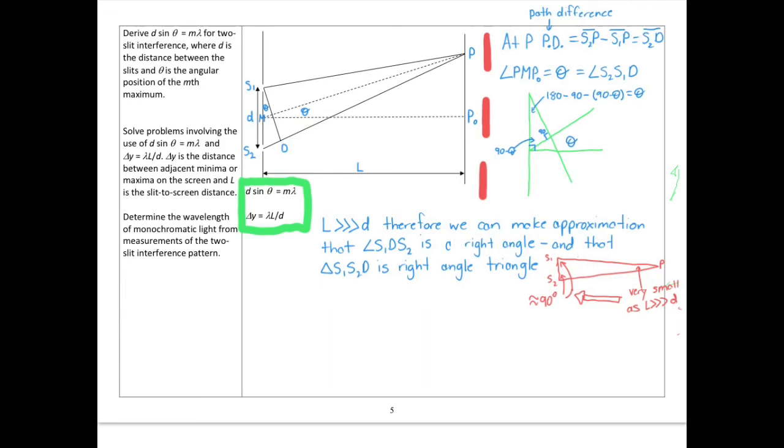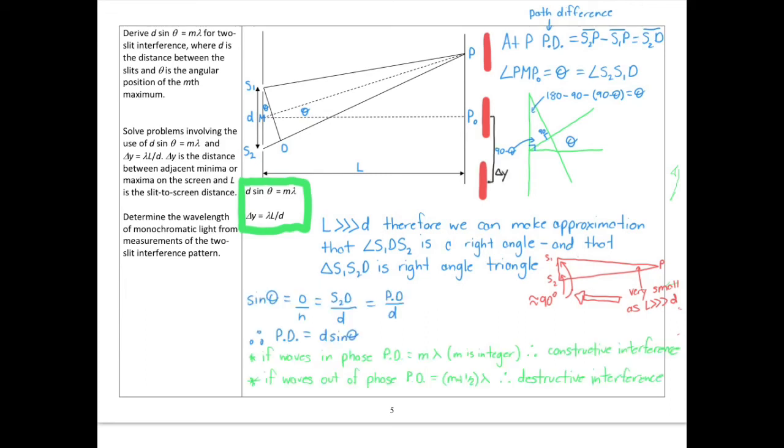So finally, having established that this triangle here is a right angle triangle, we can go sine theta, so sine of this angle here equals the opposite over the hypotenuse. So the opposite, S2D, the hypotenuse is D, the distance between the slits, and S2D, as we set up here, is the path difference. So sine theta equals path difference over D. If we rearrange that, the path difference equals D sine theta.